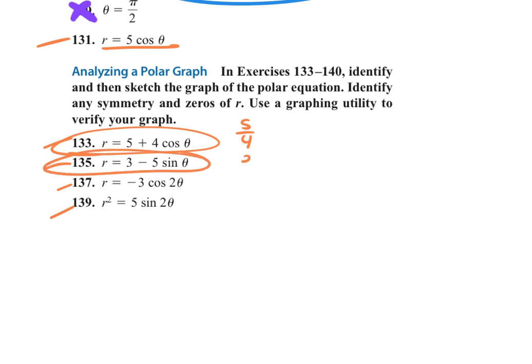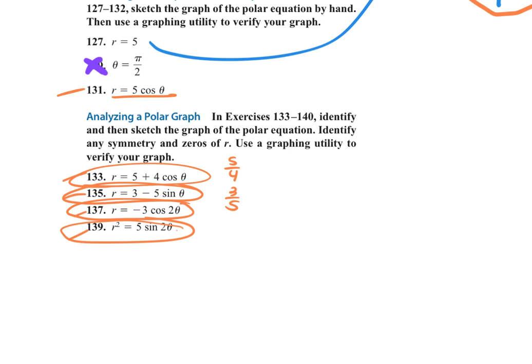A limacon with an inner loop because it's less than 1. What is 137? A rose. How many petals? Length of each petal? Good. And what is number 139? Lemniscate. Okay. Length of the loop? 5. Yeah. Sure.